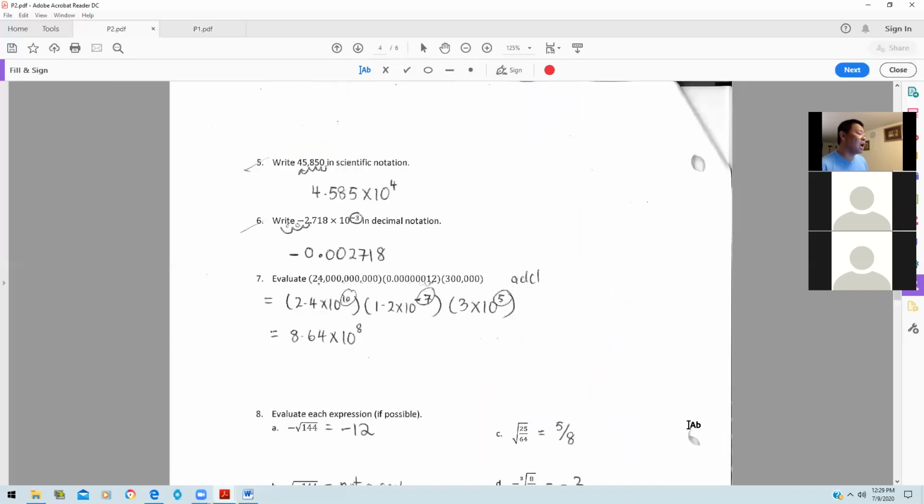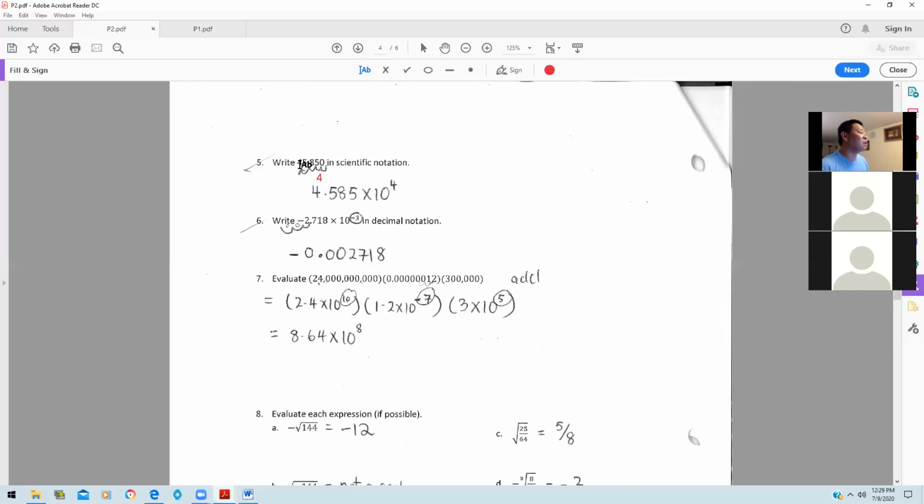Okay. We'll talk about scientific notation. So how do you write 45,850 in scientific notation? You move your decimal place. Your decimal place starts from here and you move it here. You kind of do a little hump, a little bump, 1, 2, 3, 4. So this one you move 4 to your left. So this will be 4.585 times 10 to the 4.